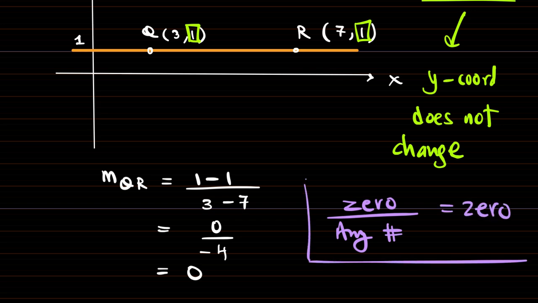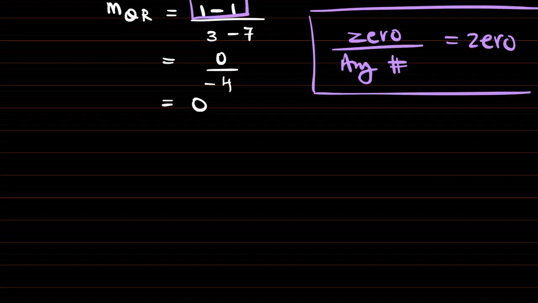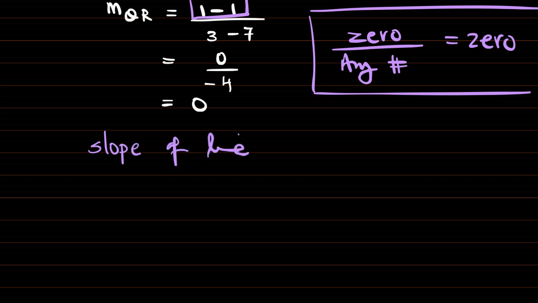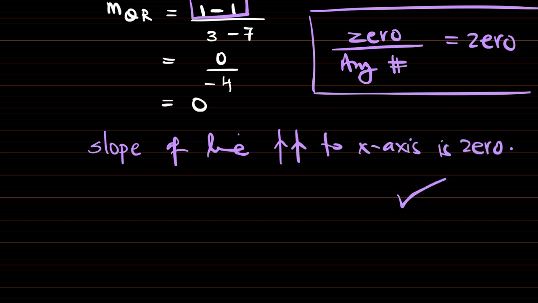I'm not going into the details over here. There is 0 in the numerator and any number in the denominator. Of course, we are not talking about 0 over 0. That is in calculus at the university level. So 0 divided by any number is 0. That means the slope of a line parallel to the x-axis is 0. And that is what I got over here.